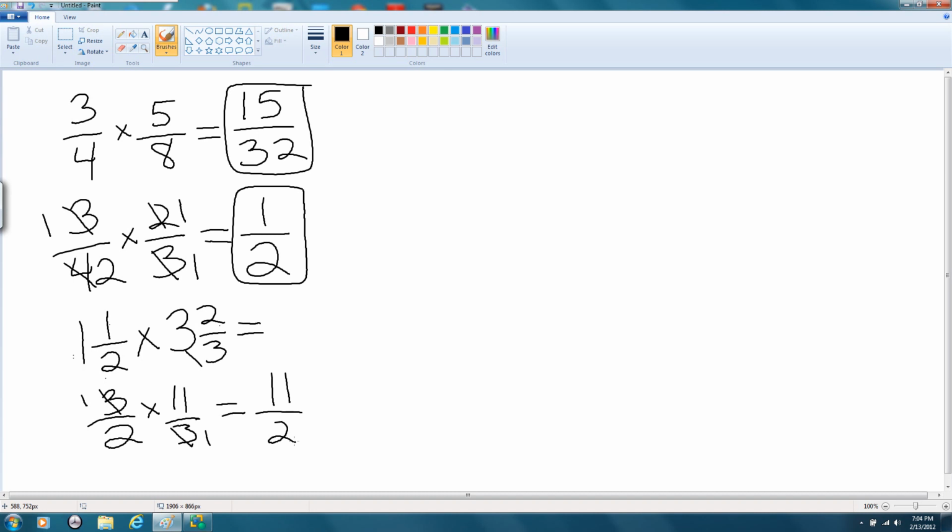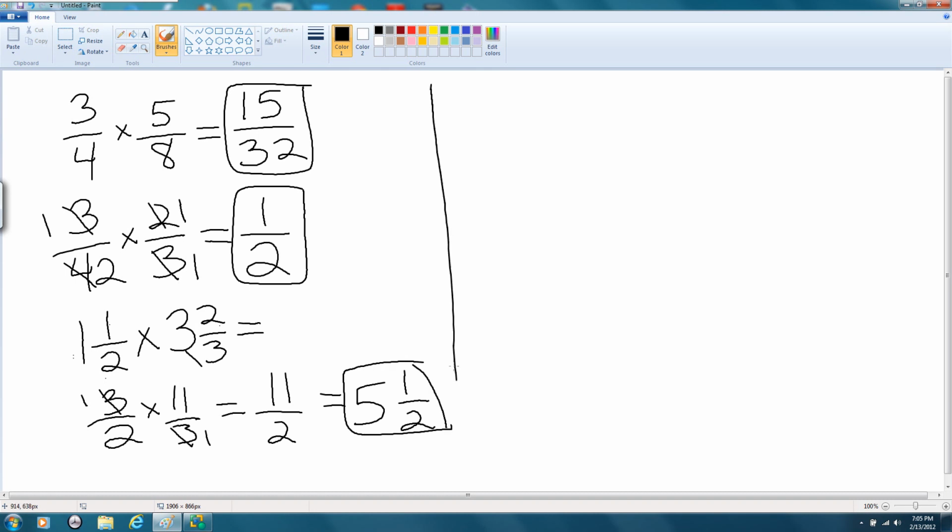We call that an improper fraction because the numerator is greater than the denominator. Usually if I'm given a problem with mixed numbers, I want to present that answer in mixed numbers too, so I'm going to do that. I can do that by saying 2 goes into 11 5 times with 1 left over, so that's 1/2. And so my answer is 5 1/2.